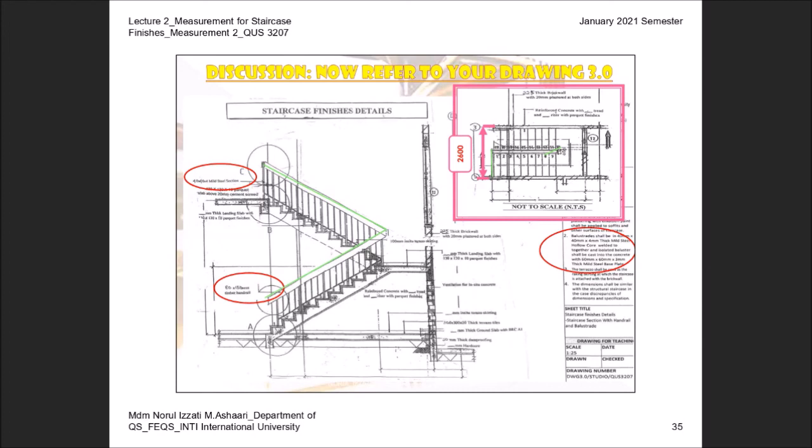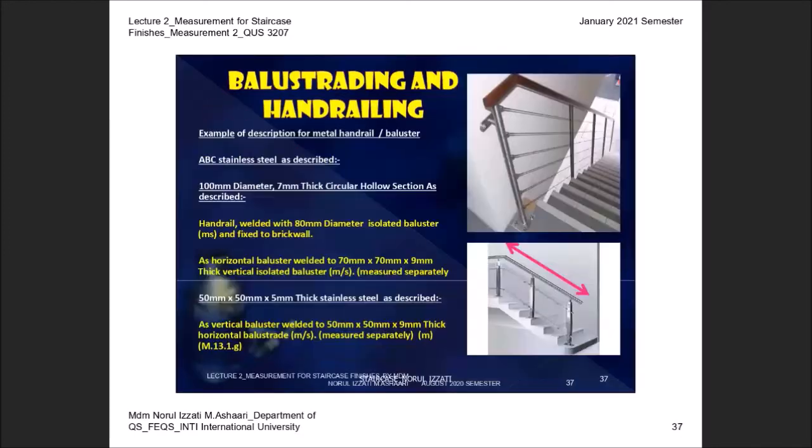Okay. This one, you must ensure that you measure on the slope. You cannot measure on plan. If you measure on plan, the length is wrong. So that is how you measure the handrail.